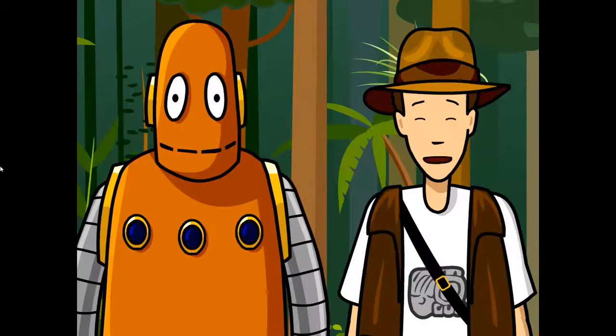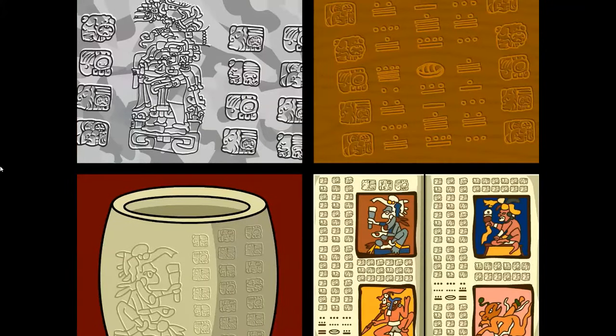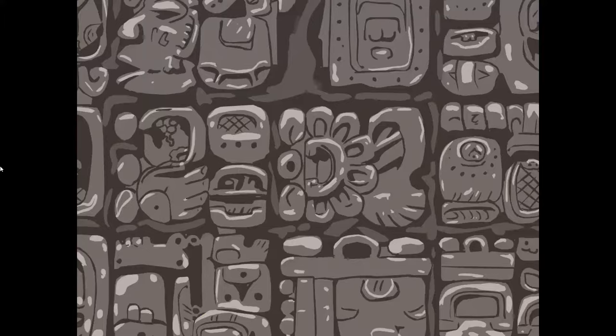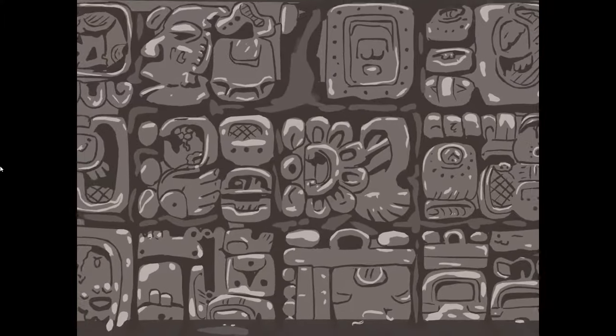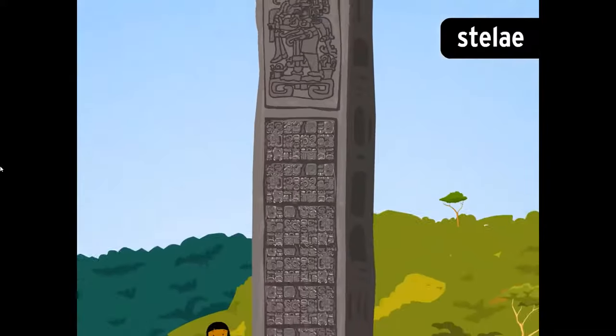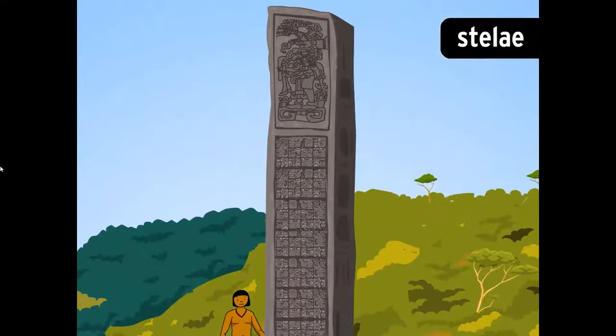Much of what we know about them comes from their writing. They carved it into stone and wood, painted it on pottery, and even wrote in an early type of book called a codex. They also inscribed their script onto giant stone columns called stelae. These spectacular monuments depict stories of conquest, rulers, and gods.